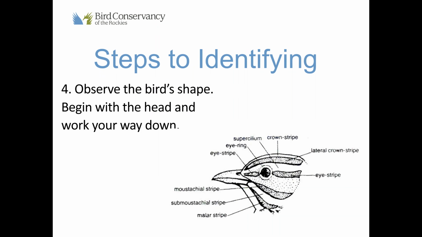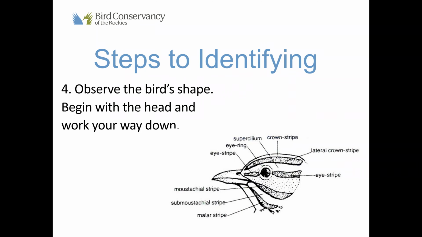The next step is to observe the bird's shape. Like I said earlier, birds come in all shapes and sizes. They can be tiny as a hummingbird and get as large as California condors. So you want to observe the overall shape. And we like to start with the head and work our way down the bird.